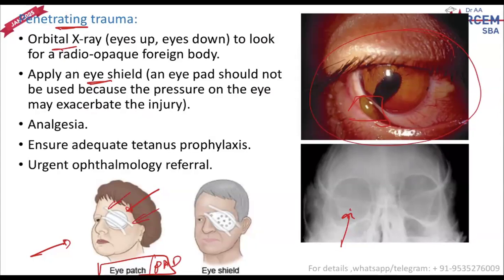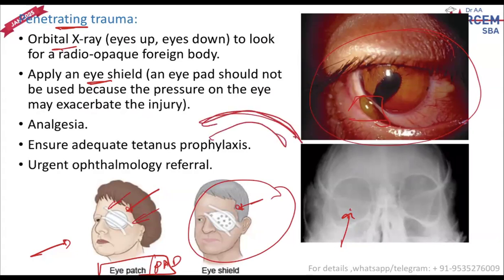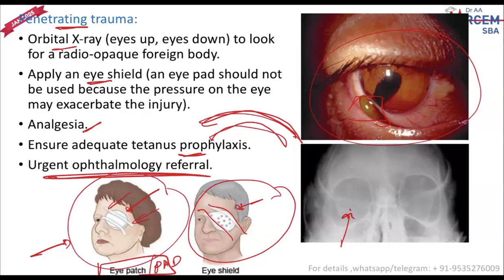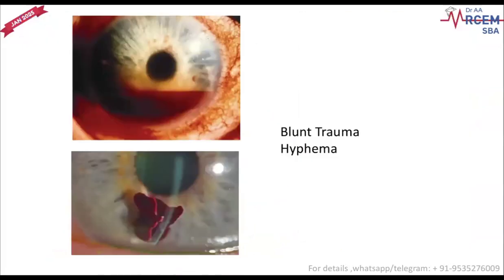Apply an eye shield. Eye shield is this one. It is a hard part with some cushioning present, and it will not put any pressure over the eye. It takes the contour of your eye and will not cause any pressure, and you just apply the tapes over it. This one is preferred; the eye patch is not preferred. Give them some analgesia. Tetanus prophylaxis is absolutely required because it has penetrated and gone inside. Everyone requires an urgent ophthalmology referral here.